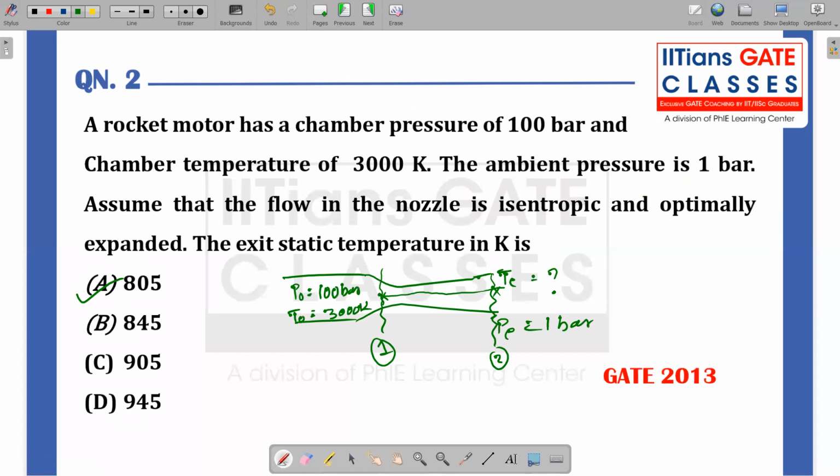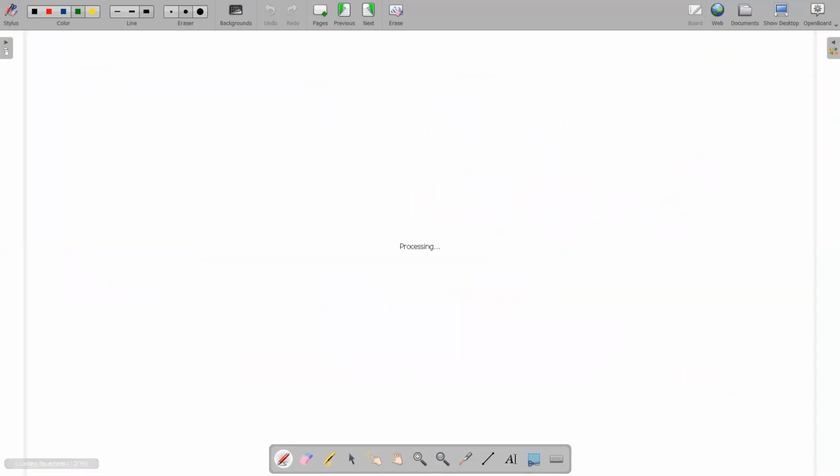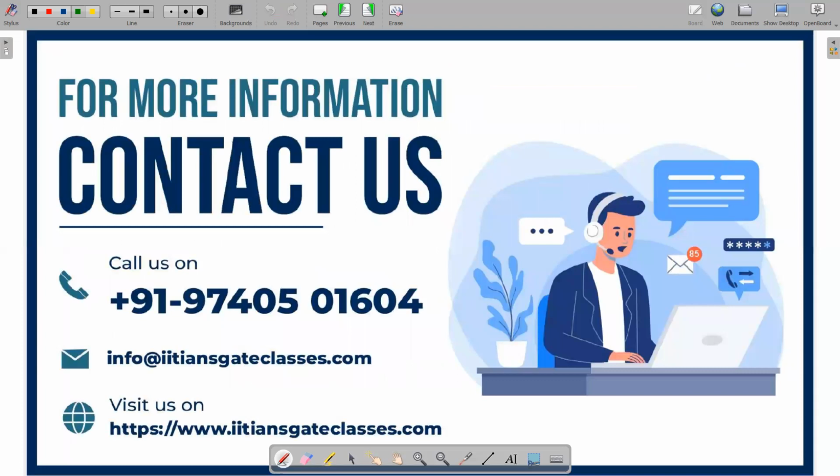Whatever questions are asked using the isentropic relation will be straightforward, at least in a way that, if you understood how these relations have been derived, you can easily answer those questions. So that ends our discussion on isentropic relation.